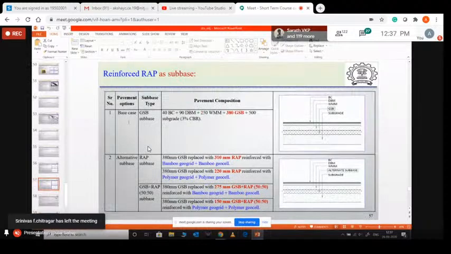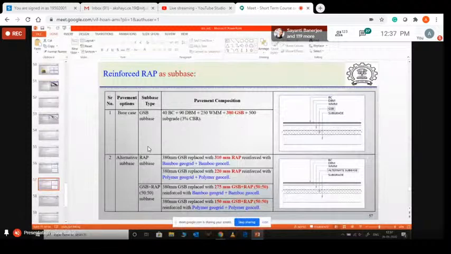Similarly, if I want to use an alternative as subbase, then my subbase was 380 millimeter. This 380 millimeter I tried to replace with alternative material, that is here 330 GSB. I tried to use reinforced GSB, either polymer reinforced GSB or bamboo reinforced GSB. Say for example, 380 millimeter GSB was replaced with 150 millimeter GSB and wrap reinforced with polymer geogrid and polymer geocell.